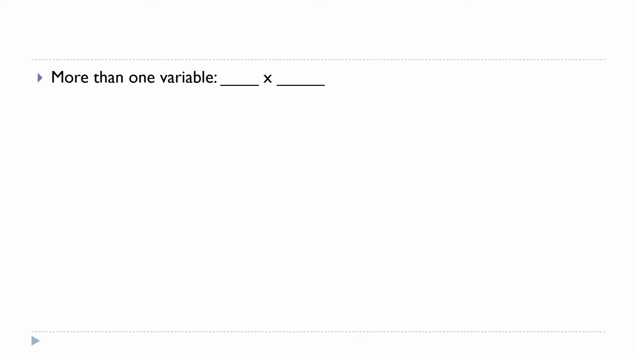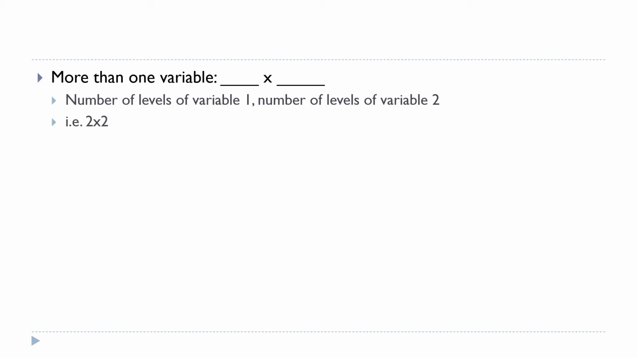If there's more than one variable, then you provide the number of levels of one of your variables, and then an X, and then the number of levels of your other variable. Once again, we're going to go through some examples. We'll build up to it. But it would be the number of levels of variable 1 and the number of levels or groups in variable 2. For example, a study that has 2 variables that each have 2 levels would be considered a 2x2 design. This should look familiar from statistics class because when we learned about two-way ANOVAs, we talked about 2x2 designs.